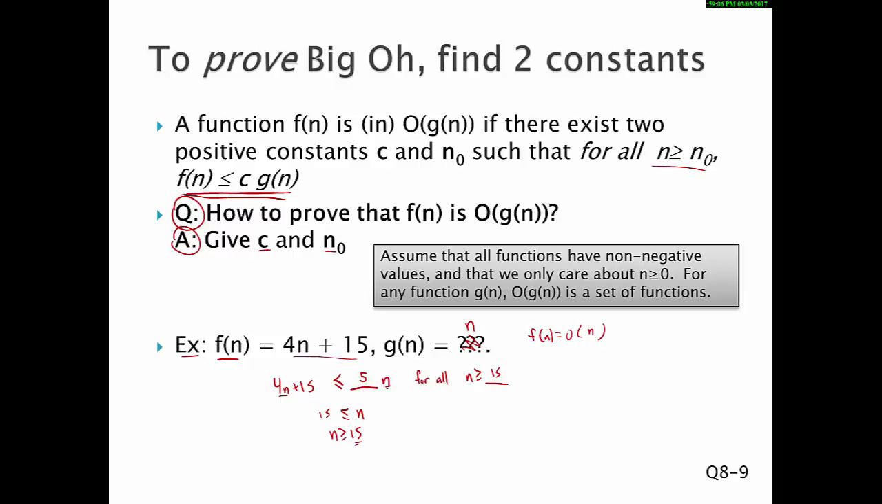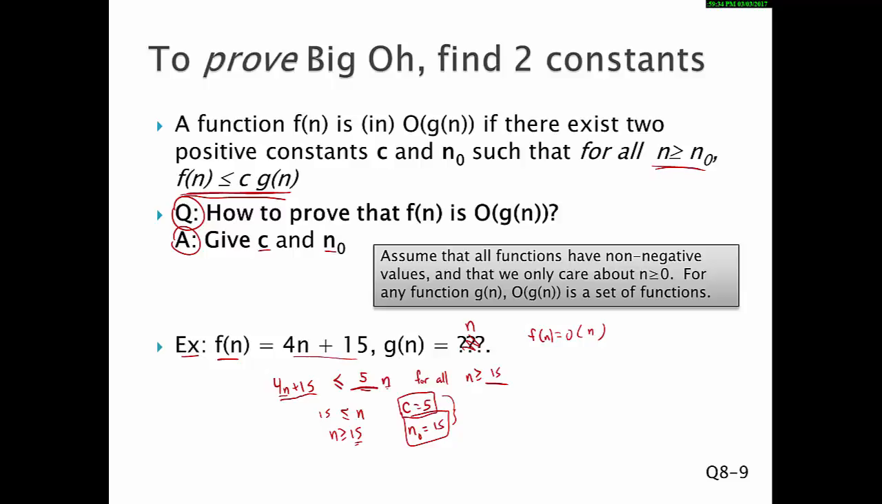Because I said that my function f of n is less than or equal to some constant multiple, so c equals 5, of g of n for all n bigger than or equal to this n naught, which is n bigger than or equal to 15, okay? And I have two constants here that work. Well, that's good. Did y'all use that?